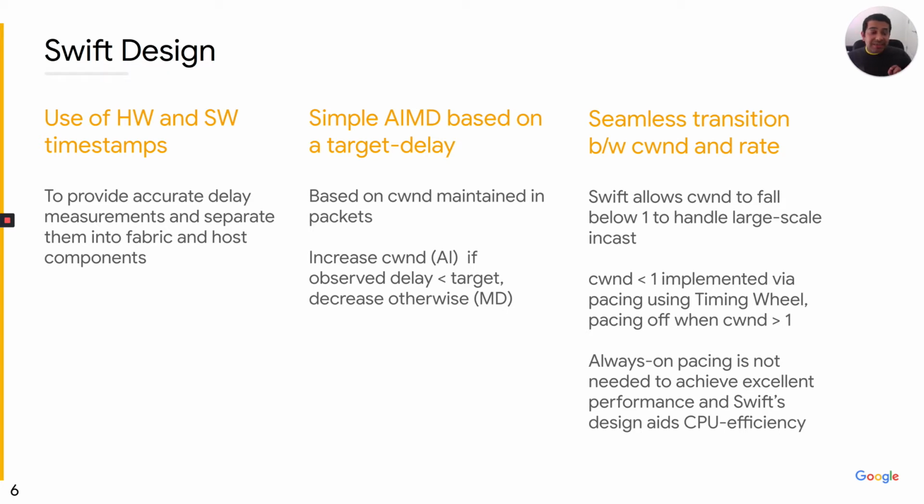Swift is able to seamlessly transition between cwnd and rate. And this is needed to handle large scale incast, as I was just referring to. Because to handle large scale incast, think not hundreds of flows, but thousands of flows. We need to allow the cwnd to fall below 1. And how we implement cwnd below 1 in Swift is via pacing the packet using a timing wheel. But we do not pace the packet when the cwnd is above 1. And what we have found is that always on pacing is not needed to achieve excellent performance. And this aspect of Swift's design aids CPU efficiency.